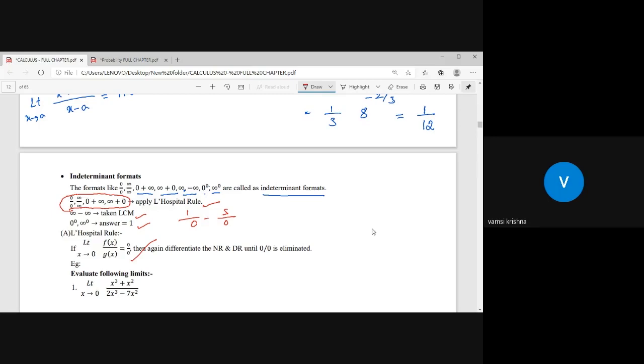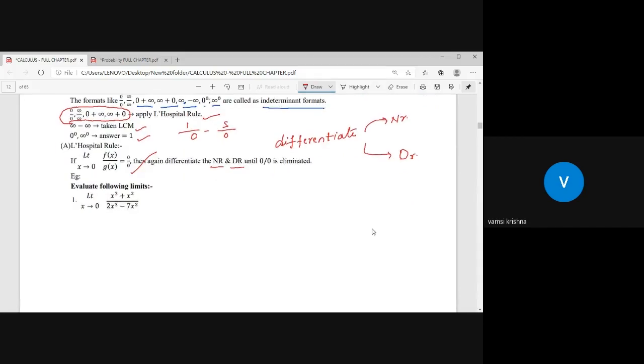So what you have to do is, before this step, I think you have two more steps. First, you need to differentiate the numerator. If the given question is in the form of numerator and denominator, please differentiate the numerator. After differentiation of the numerator, differentiate the denominator. Still, if the question is in the form of 0 by 0, again differentiate numerator and denominator until the 0 by 0 form is eliminated. So that is the way of doing. You can watch some examples, you can understand better.